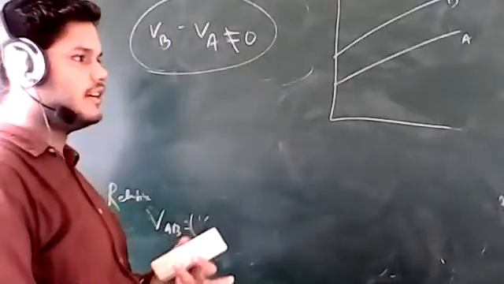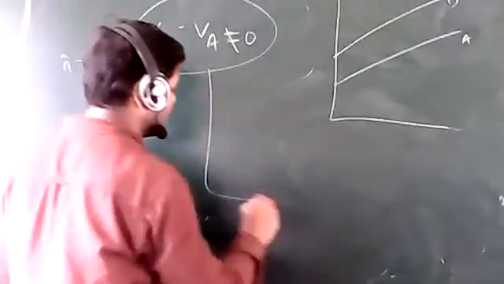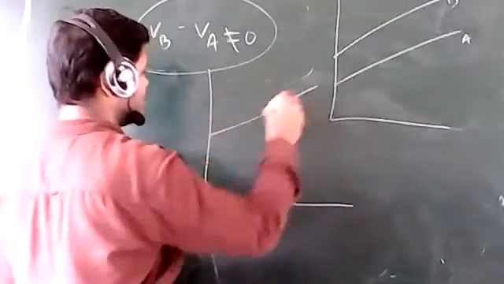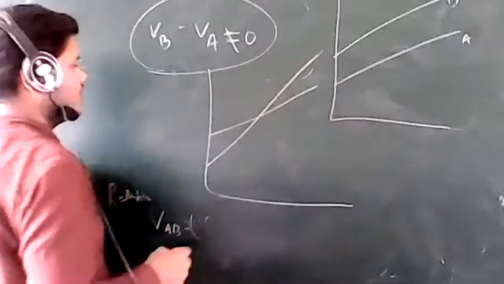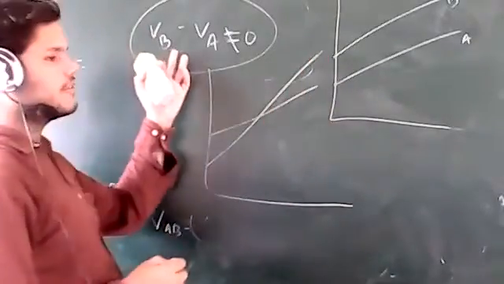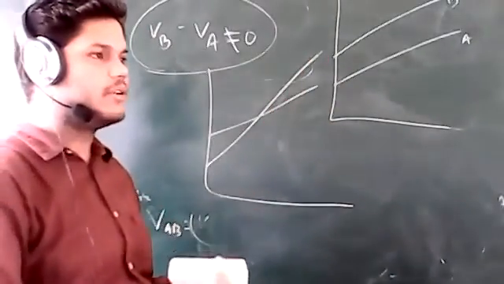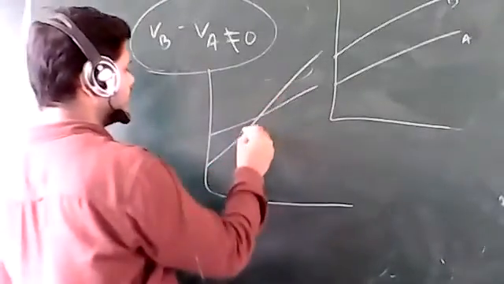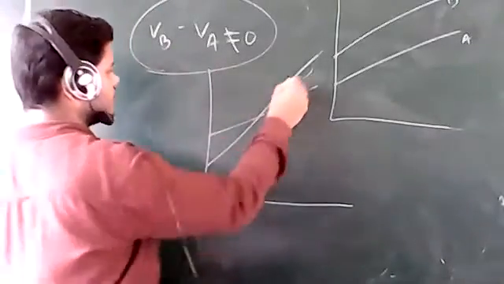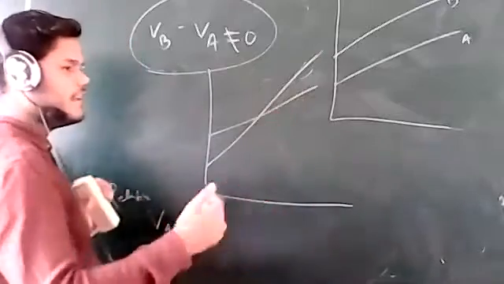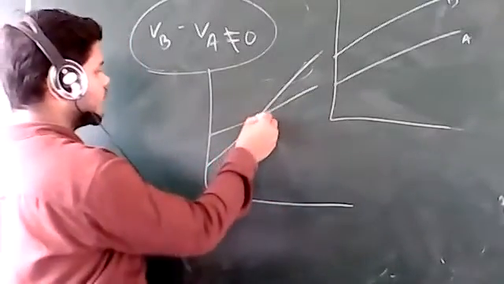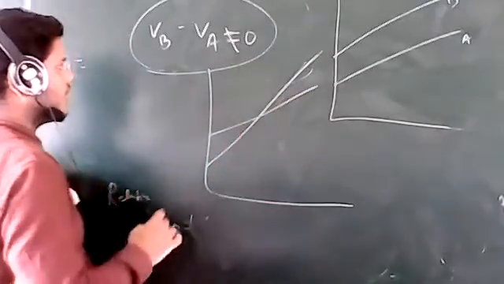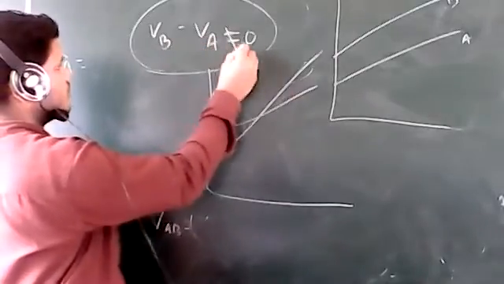So at some point, they will cross each other. If you are drawing the graph like this, it will cross each other. Because if the velocity of VB is more than VA, in that case VB will cross VA. That means the second body will cross the first body at some point, if the relative velocity is not 0.